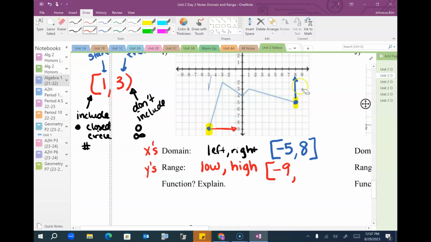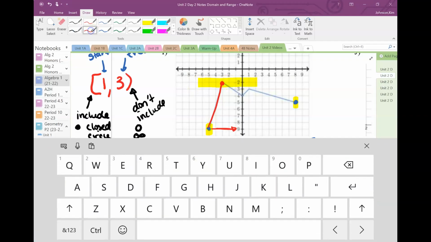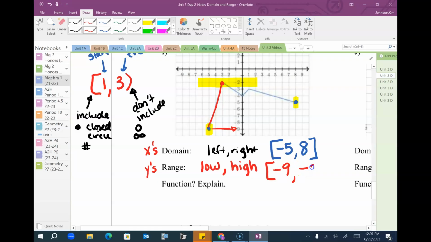And then what's the highest point? This is where students usually get a little bit tricked because they want to use this right point, but it's not. We ask ourselves, what's the absolute highest point on this graph? And that's this point right here. We don't have a clearly defined point, but I know that the graph reaches this height. So what is that height? That height is -2. So I'm going from -9 to -2, and -2 is inclusive because there's no open circle there.